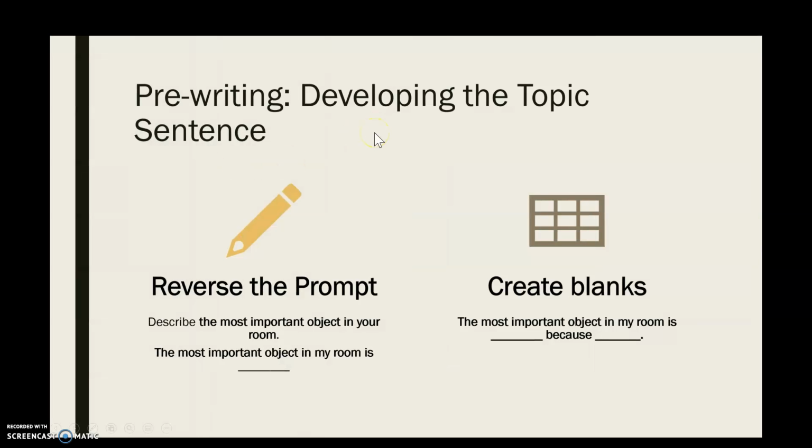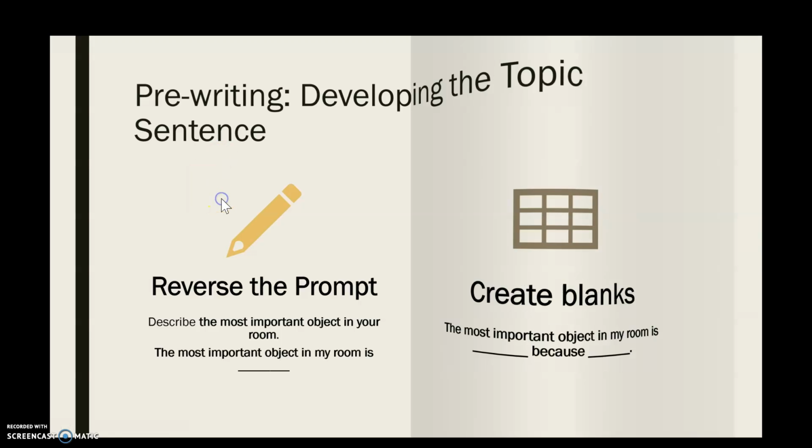Then it helps to develop a topic sentence. I know it seems backwards to develop the topic sentence before you start figuring out the bulk of the paragraph, or it does to me, but in this case it works really well because it gets you that starting point. What you're going to want to do is reverse the prompt. Let's say the prompt is describe the most important object in your room. To reverse the prompt, you just start a sentence with the part of the prompt that doesn't have the signal word or the keyword, the most important object in your room. And then you add a verb, is blank. And you'll create another blank after that, because blank, because you want to tell the reader why that is important to you.